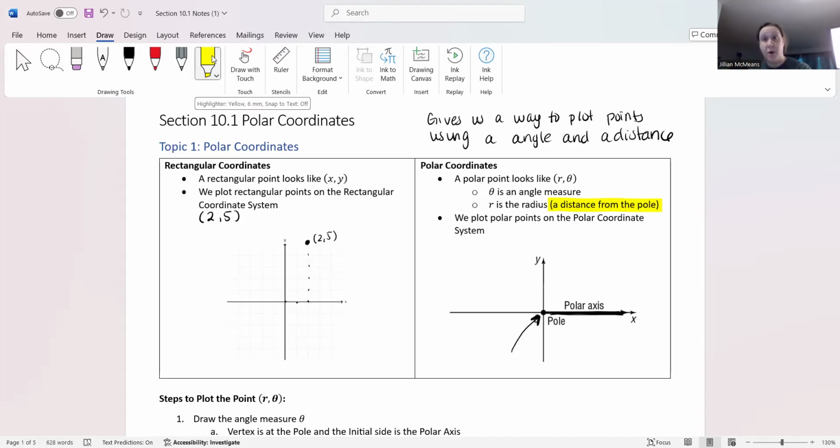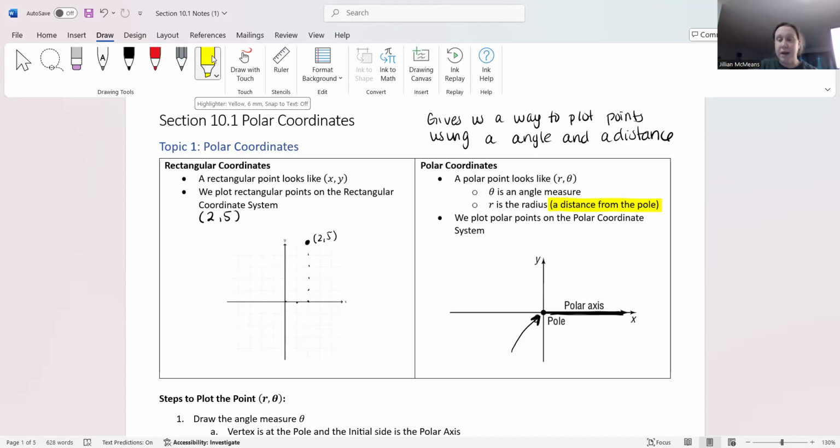Well, now we have our vertex at the pole, and our initial side is going to be the polar axis. We still open in the counterclockwise direction for positive angles, and in the clockwise direction for negative angles. So what we do is we open up some angle measure, and then we measure a distance from the pole along the terminal side of that angle, as long as r is positive. Now, if r is negative, we do something a little different there. So just understand this is a way to plot points where you have an angle and a distance instead.